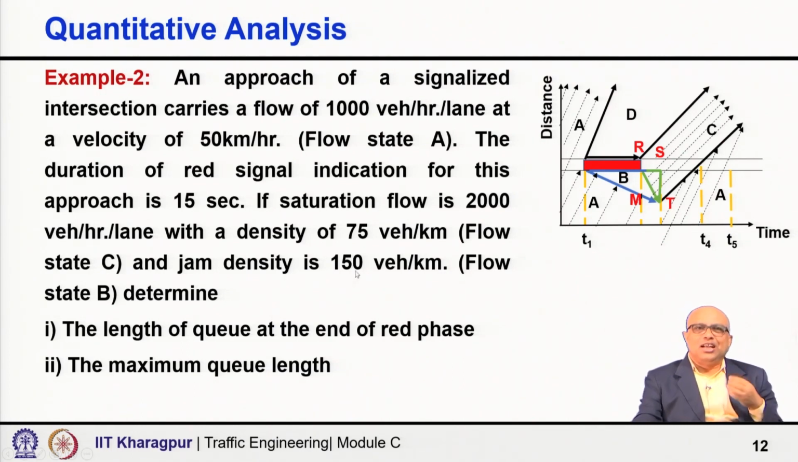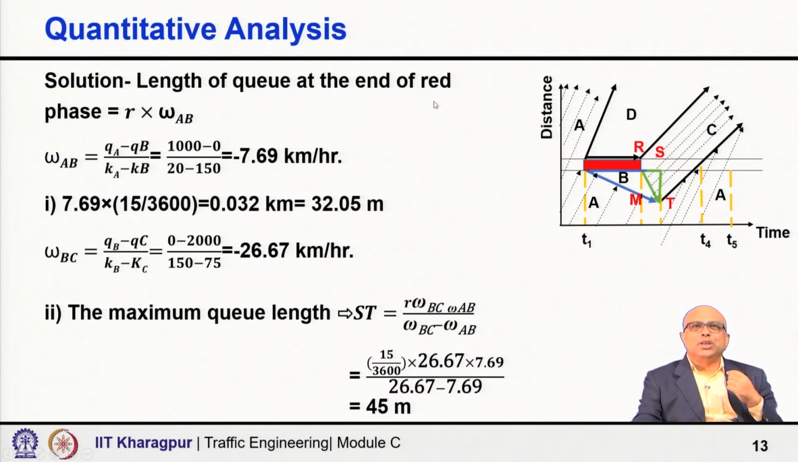Now, with all this data, what do we want to do? Simple two calculations. One is the length of the queue at the end of the red phase, and the other is the maximum queue length. These are the two things we are calculating. Of course, we can calculate many other things as well, but only these two we will calculate in this example problem. So, length of the queue at the end of the red phase, remember our discussion in lecture 2, what will that be? R into omega AB.